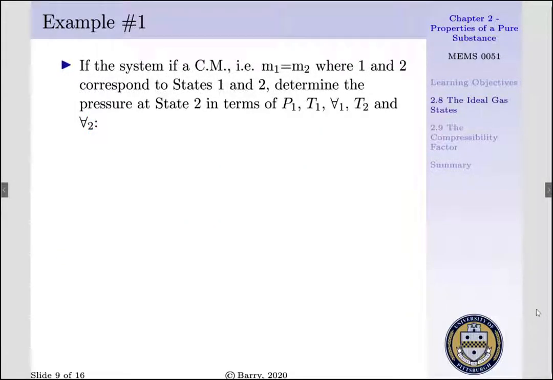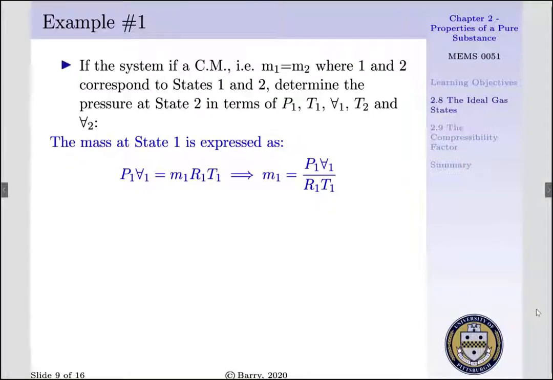Now, let's consider a system that is a control mass. That is, the mass at state 1 is going to be equal to mass at state 2. And we want to determine our pressure at state 2 in terms of our pressure at state 1, our temperature at state 1, our volume at state 1, our temperature at state 2, and our volume at state 2. For us to do this, we are going to write out the ideal gas law for state 1. P1V1 is equal to M1 R1 T1. Or our mass at state 1 is equal to our pressure at state 1 times our volume at state 1 per our gas constant per our temperature at state 1.